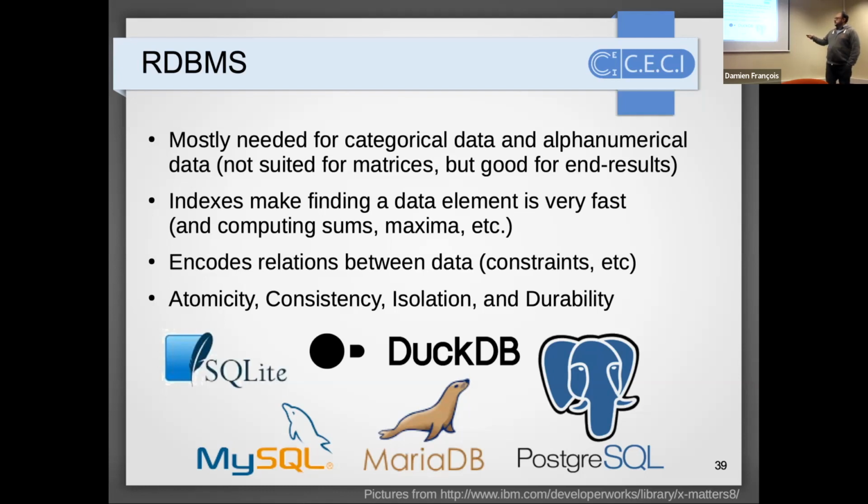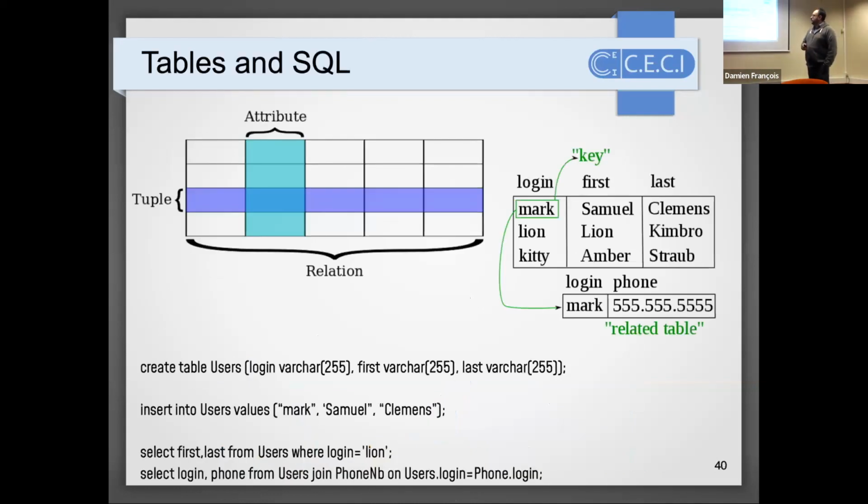They have some theoretical properties, which I will not go into, but most importantly they encode the relationships between data. I'll show you a simple example to give you a feeling of how data is organized. Data is organized in tables, where a line is called a tuple and a column is called an attribute. Here is an example where we have a login, first name, last name.